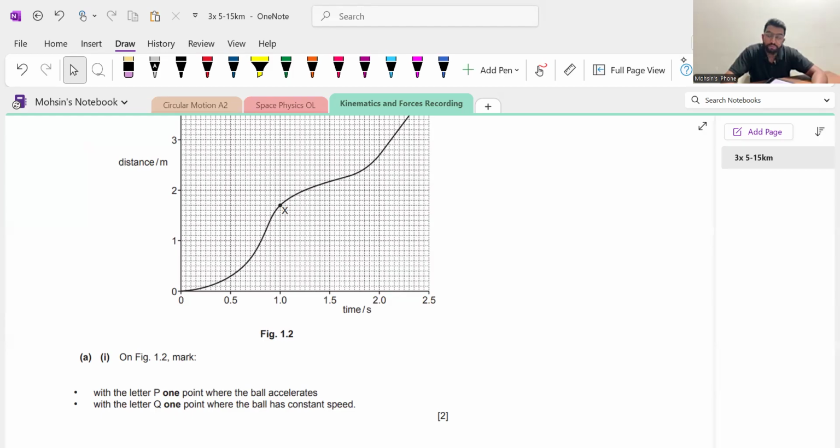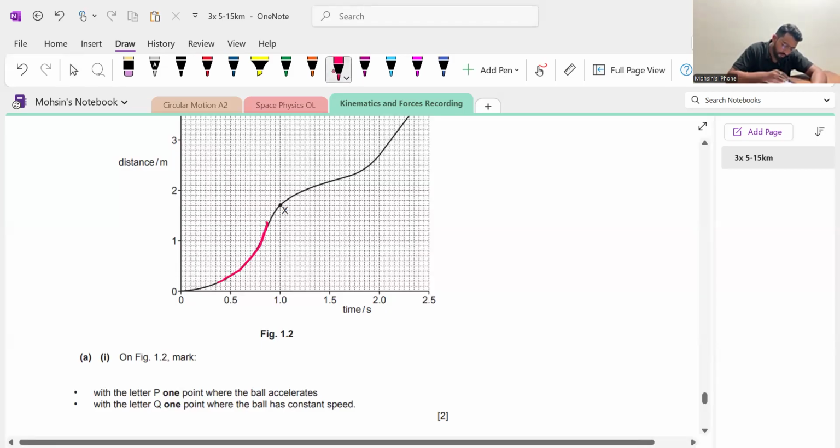So if we are looking for a point where it is accelerating, that point should be a point where the speed is increasing, and the gradient of distance time graph is speed. So when we see a point where the gradient is increasing, it means the speed is increasing and the object, which is the ball here, will be accelerating. So here we can see the gradient is increasing. So we'll mark here with letter P.